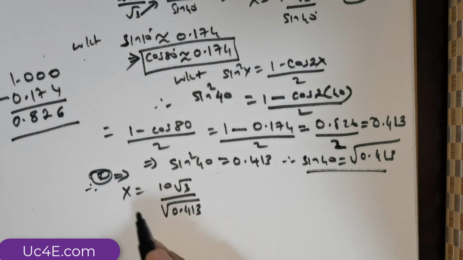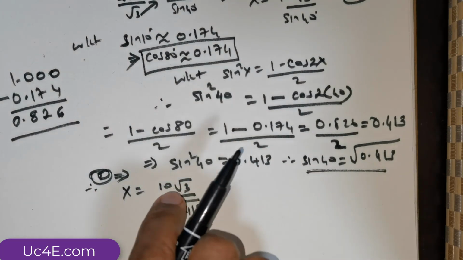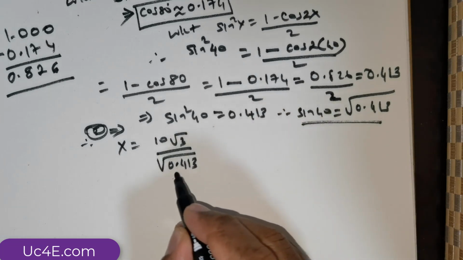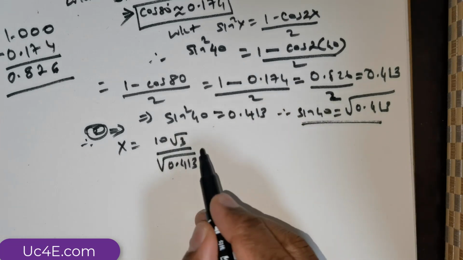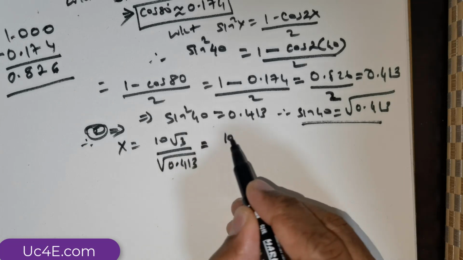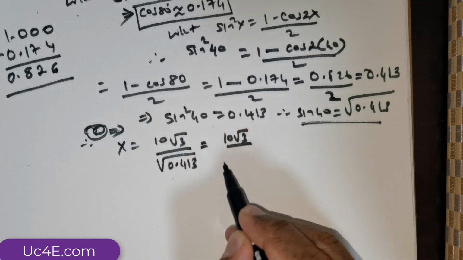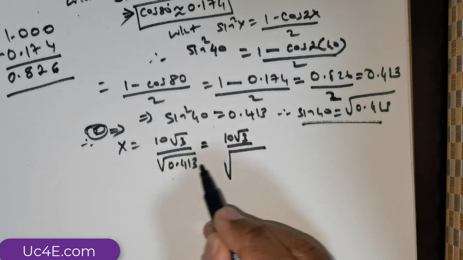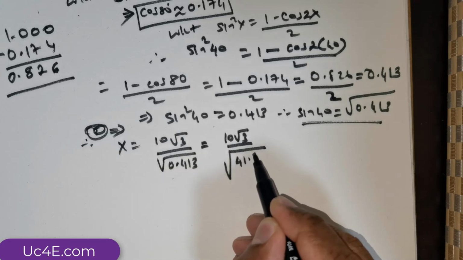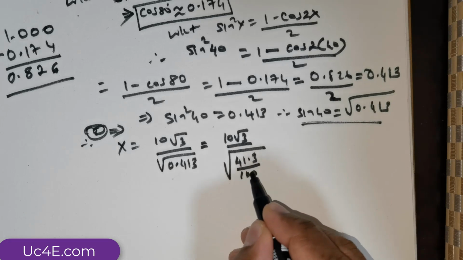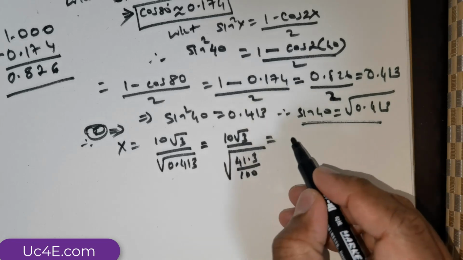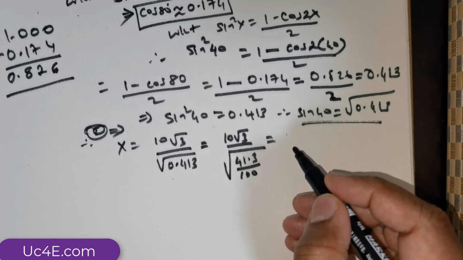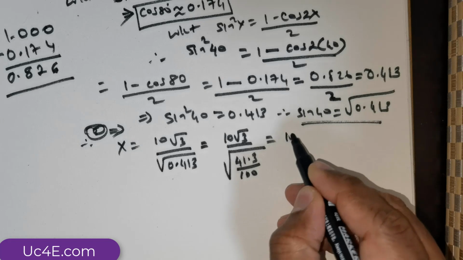Now the question is, how are we going to find out the value of this quantity? Now I will give you a technique for obtaining the square root of 0.413. What I wish to do is rewrite the denominator as root of, I'm going to push this decimal by 2 places, 1, 2. So this is going to be 41.3 divided by 100. You can flip it, or you can just retain it as it is.